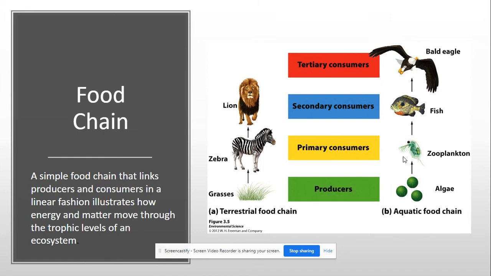So, in the case of our terrestrial food chain here, we see grasses, our producers, followed by our herbivore or primary consumer zebra, and lion. Here in our aquatic food chain, our producers are more likely to be algae, our primary consumers, things like zooplankton, and here in this case, we actually have a tertiary consumer, which would be our bald eagle.